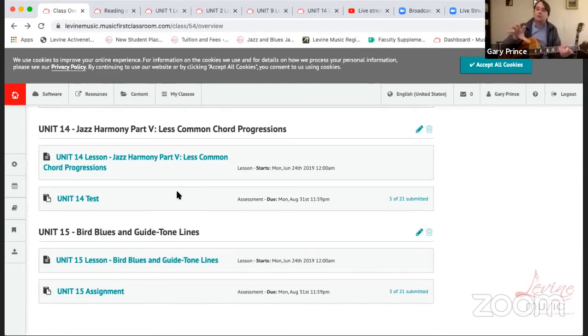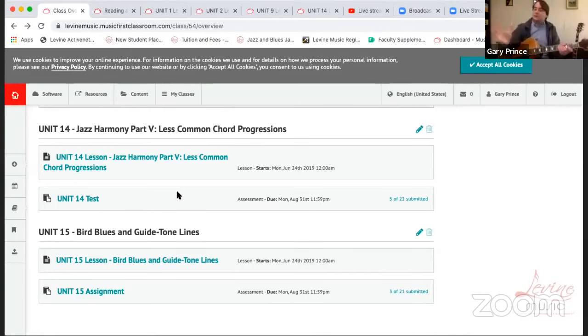And then the final unit takes all of those harmony ideas and again looks at them in the form of the blues, looking at what is sometimes called bird blues, bird referring to the great alto saxophonist and composer Charlie Parker, looking at the way that he would take the blues progression and modify it using all of the devices that we've learned, and then looking at a concept called guide tone lines, which is a way of understanding how to move single notes through a chord progression.